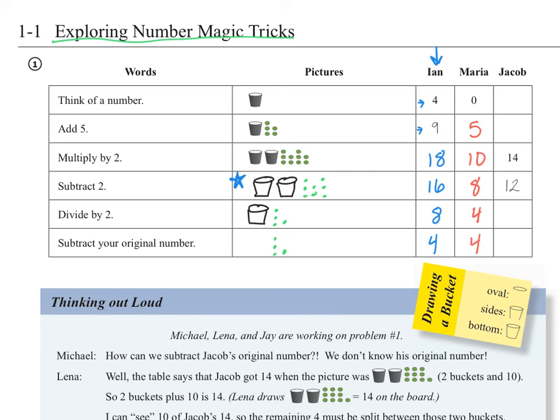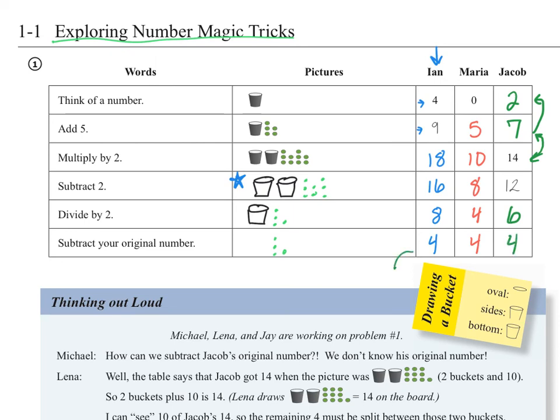Let's look at Jacob. We don't know what Jacob's original number is, but we know that he had 14 at this point right here after he multiplied by 2. So let's go backwards. If he had 14 after he multiplied by 2, that means that he had to start with 7, because then 7 times 2 would be 14. And then if we keep going backwards, he had 7 after he added 5. So he started with 2 because then he added 5 to get 7, multiplied by 2 to get 14, subtracted 2 to get 12, and if we keep going, he divided by 2 then to get 6, and he subtracted his original number, so it would be 6 minus 2 would be 4.